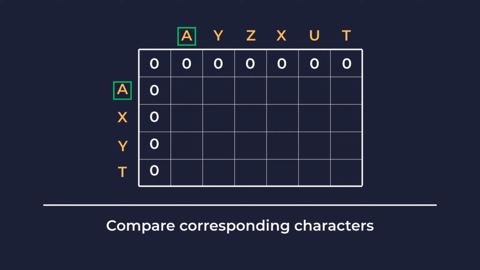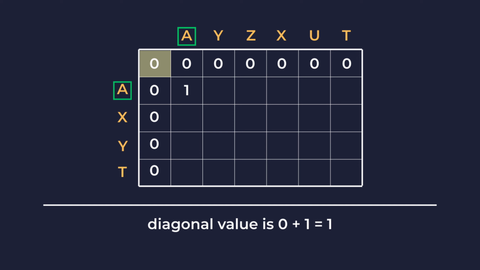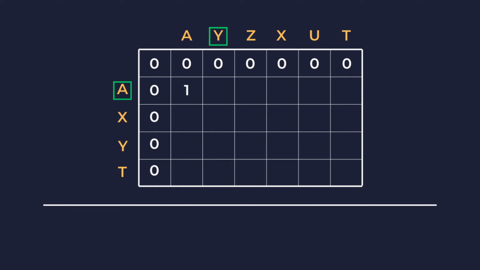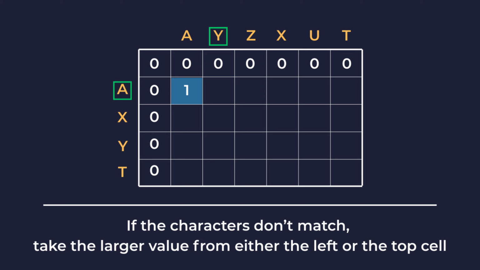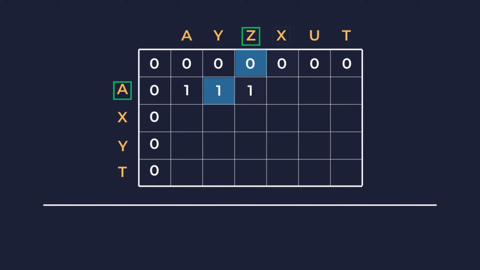If the characters match, we take the diagonal value from the top left, plus 1, and place it in the current cell. This means we found one more matching character. For this case, the diagonal value is 0, so we set the current place to 1. If the characters don't match, we take the larger value from either the left or the top cell. Since 1 is bigger, place 1. For the rest of the row, we keep 1.